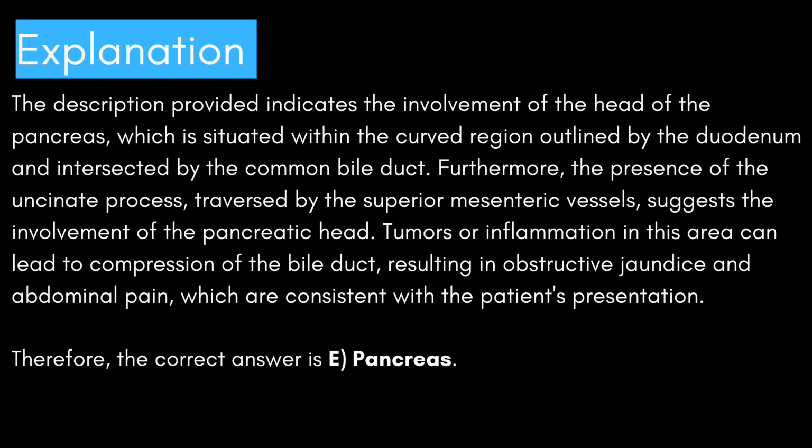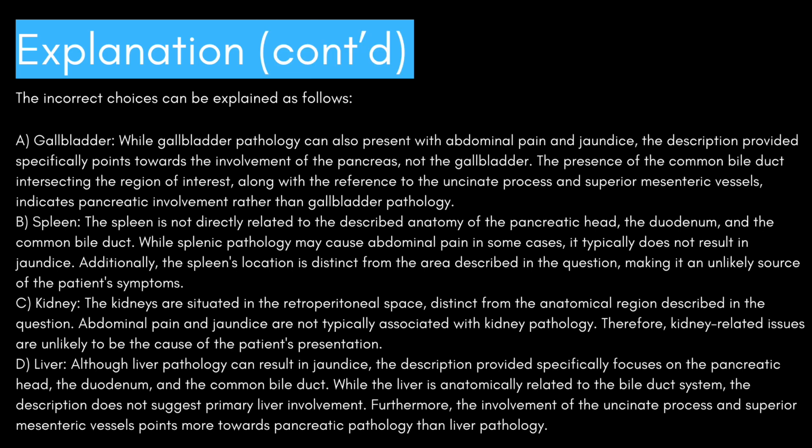All right, let's go ahead and see why the other answer choices are incorrect. The incorrect choices can be explained as follows. A, gallbladder. While gallbladder pathology can also present with abdominal pain and jaundice, the description provided specifically points towards the involvement of the pancreas, not the gallbladder. The presence of the common bile duct intersecting the region of interest, along with the reference to the uncinate process and superior mesenteric vessels, indicates pancreatic involvement rather than gallbladder pathology.